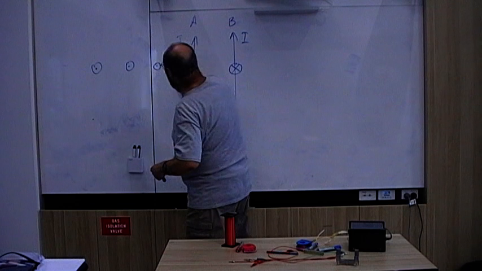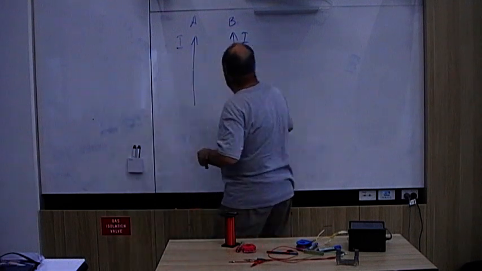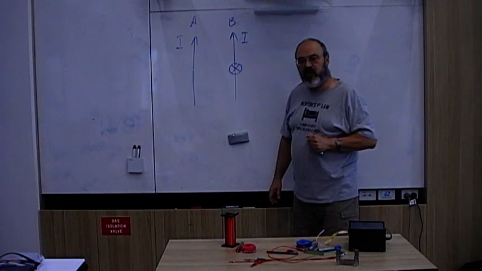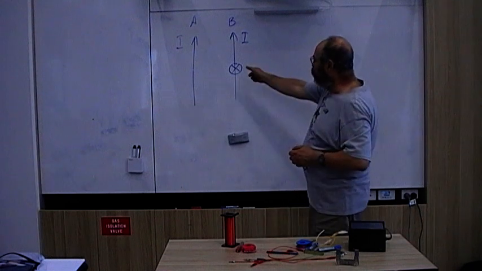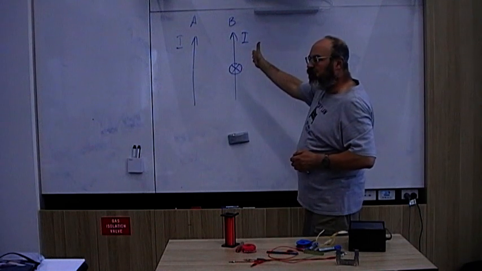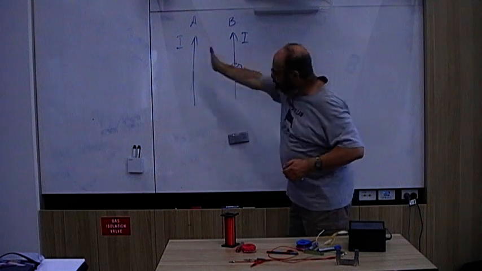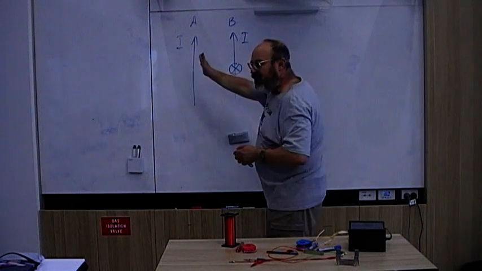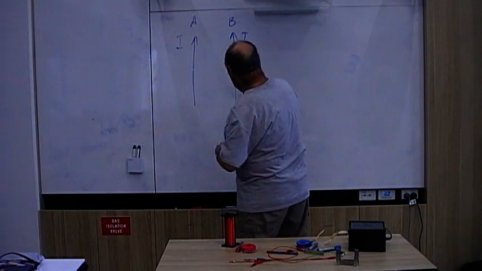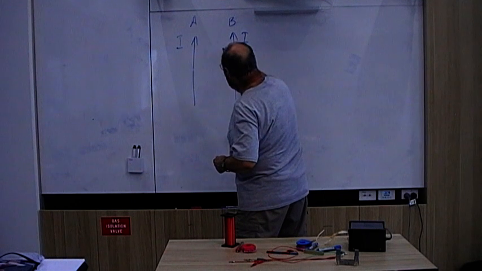Now let's find what is the force acting on wire B. What is the direction of the force? Magnetic field into the page, current up. What is the direction of the force? This way. To the left. So the force on this wire is to the left.